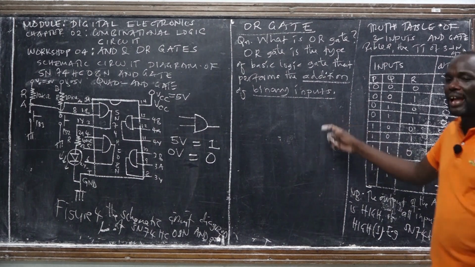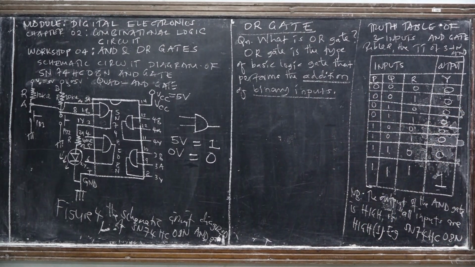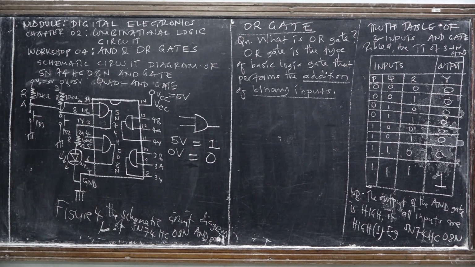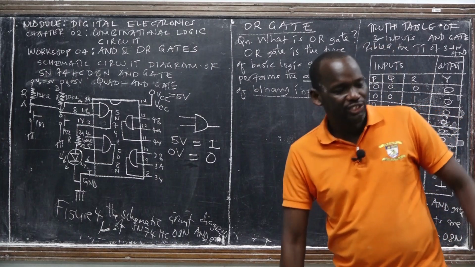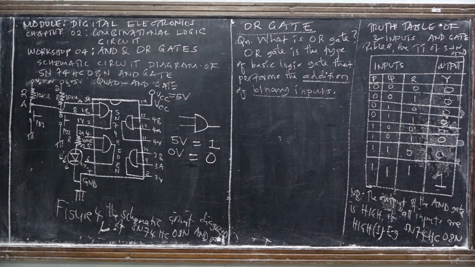So this one performs addition. Remember that in digital electronics, we don't have subtraction, we don't have division. We just have addition and multiplication. That's all. So we perform subtraction by performing addition, and we perform division by performing multiplication. Digital is very interesting. So that's why you will never hear that this is the logic gate for subtraction or this is the logic gate for division. No. Division is just multiplication, and subtraction is just addition.